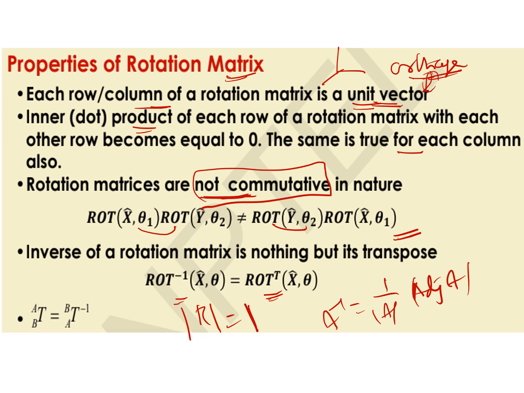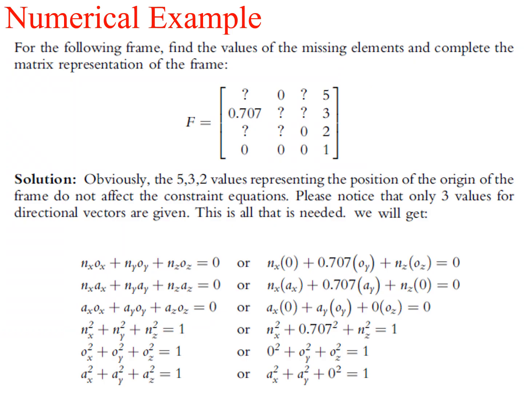So these are the properties. First, it is orthogonal to each other. That's why each row or column of the matrix is a unit vector, and then the dot product is 0. It is not commutative, the inverse is equivalent to the transpose of the matrix, and the determinant of the rotation matrix is 1. So these are the properties of the rotation matrix. With this concept, we'll solve this problem.